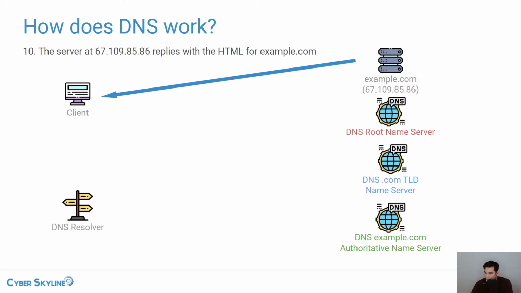That'll be $15 a year. You buy it. That means you now own the record for example.com. You can control your DNS entries for example.com. The registrar will oftentimes provide you with a service where they will take your entries for your website, DNS records, and they will host them for you as the authoritative name server.